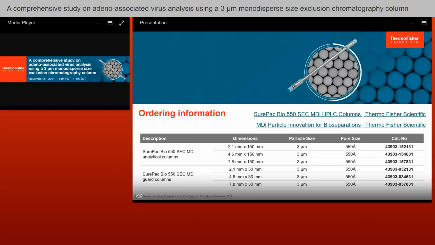Here is the order information for this column. So we have all the formats and also all the guard formats listed here with the catalog number. We also have the website link, the hyperlink here, in case you want to also look at all the collaterals, the quick note, application notes, publications as well.